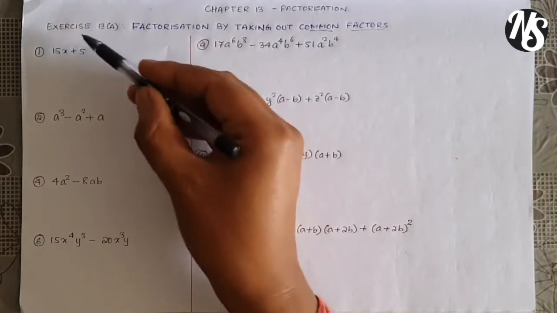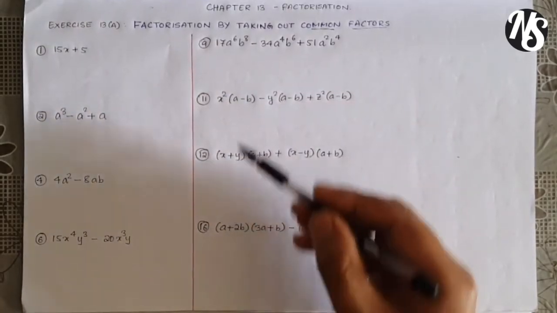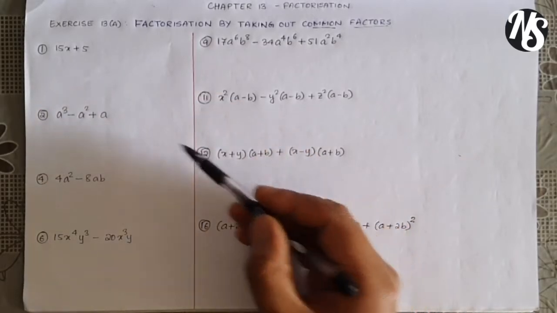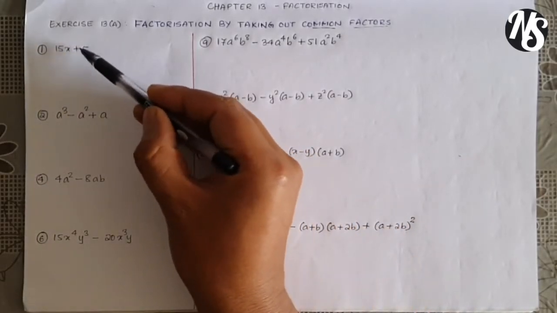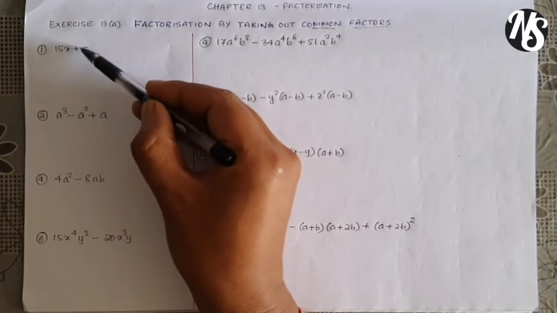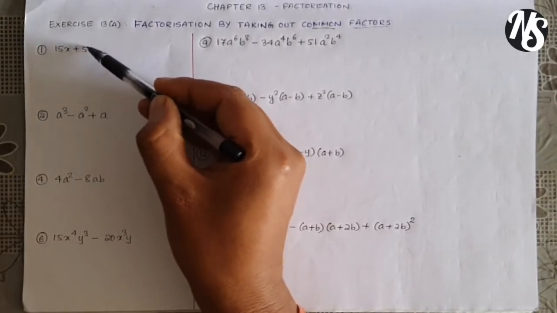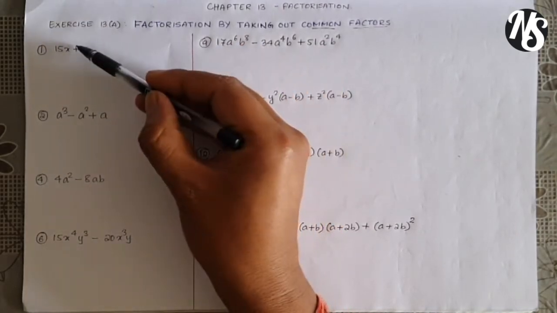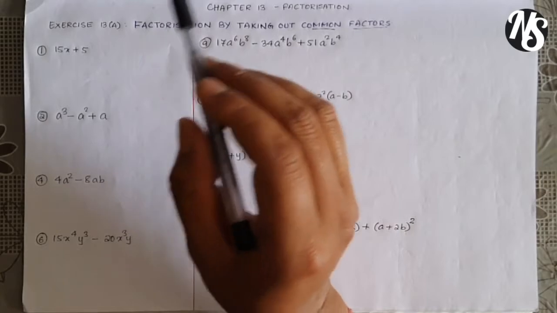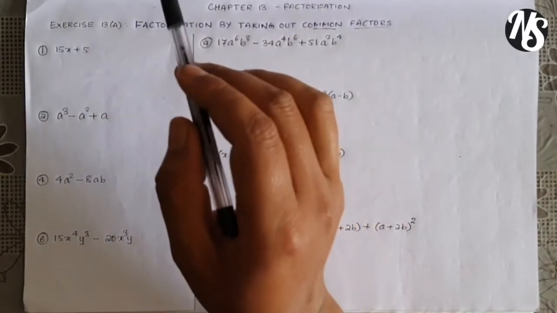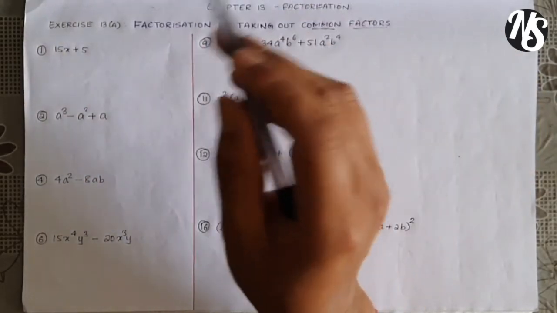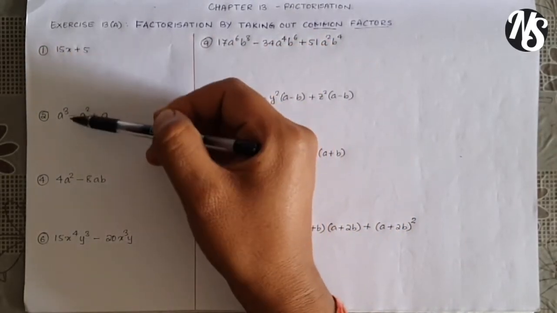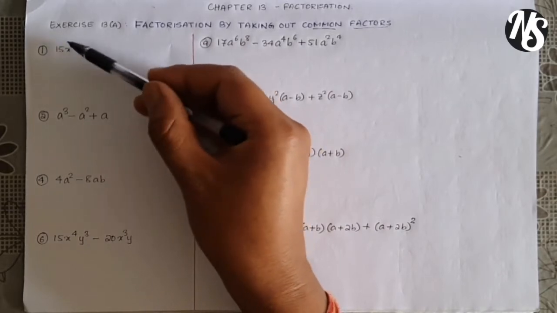First and foremost, you need to understand the meaning of common factors. Today we will be solving these many questions. In all these questions you will find terms: this first term, this second term. Remember, terms are separated by plus or minus signs. If there is multiplication or division, it won't divide into terms. Only plus and minus divide the given expression into different terms.